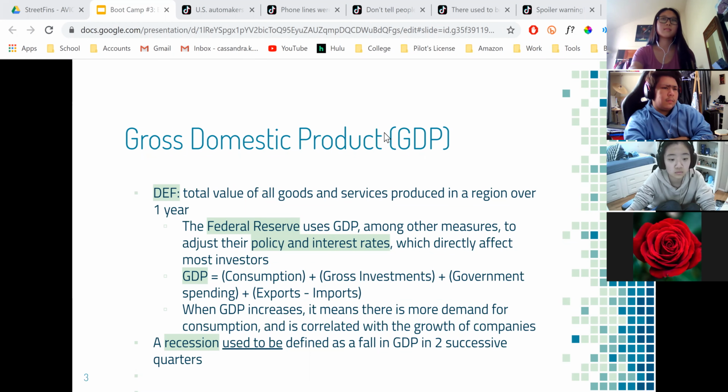Just getting into exports and imports, there are two categories that a country can fall into. They can fall into a trade surplus or a trade deficit. A trade surplus is when the country is exporting more goods and services in total value than they import. And a trade deficit is when they're importing more than they're exporting. Can anyone name an example of a country that's importing more than they're exporting? You can just say it out loud.